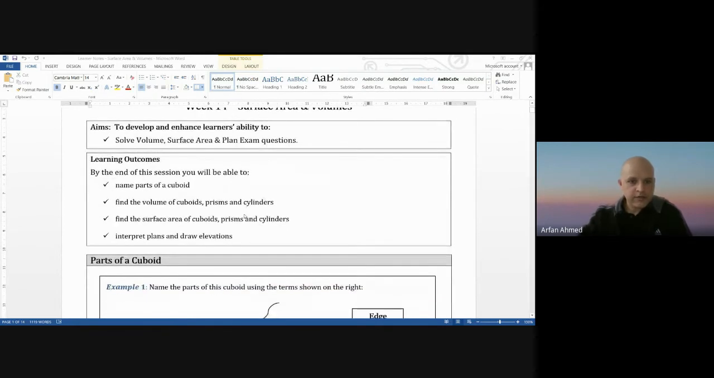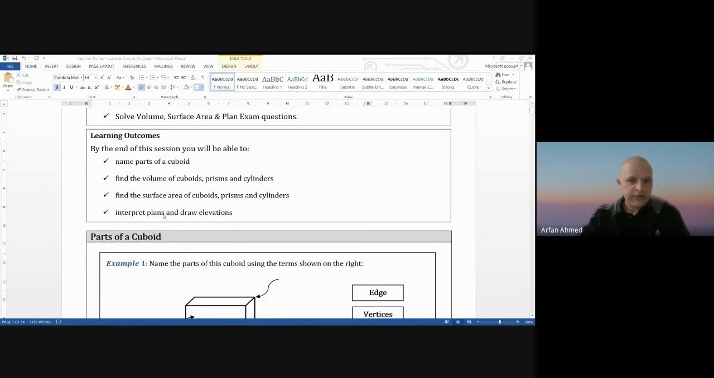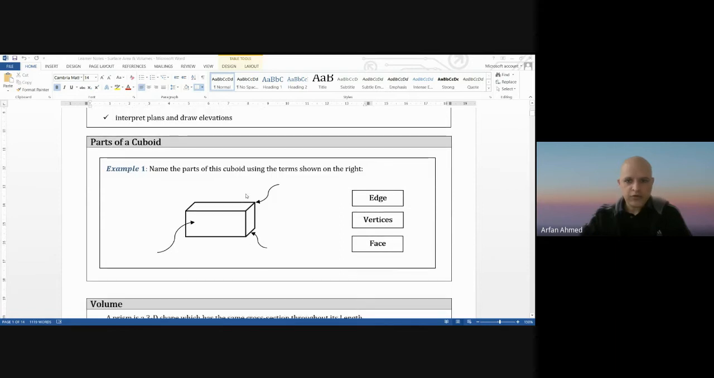Hopefully by the end of the lesson, you will be able to name parts of a cuboid or a cube. It's a similar sort of thing. Find the volume of cuboids, prisms, and cylinders. Find the surface area of cuboids, prisms, and cylinders. And if we get time, I'll show you how to interpret plans and how to draw elevations. Let's have a look at parts of a cuboid first.